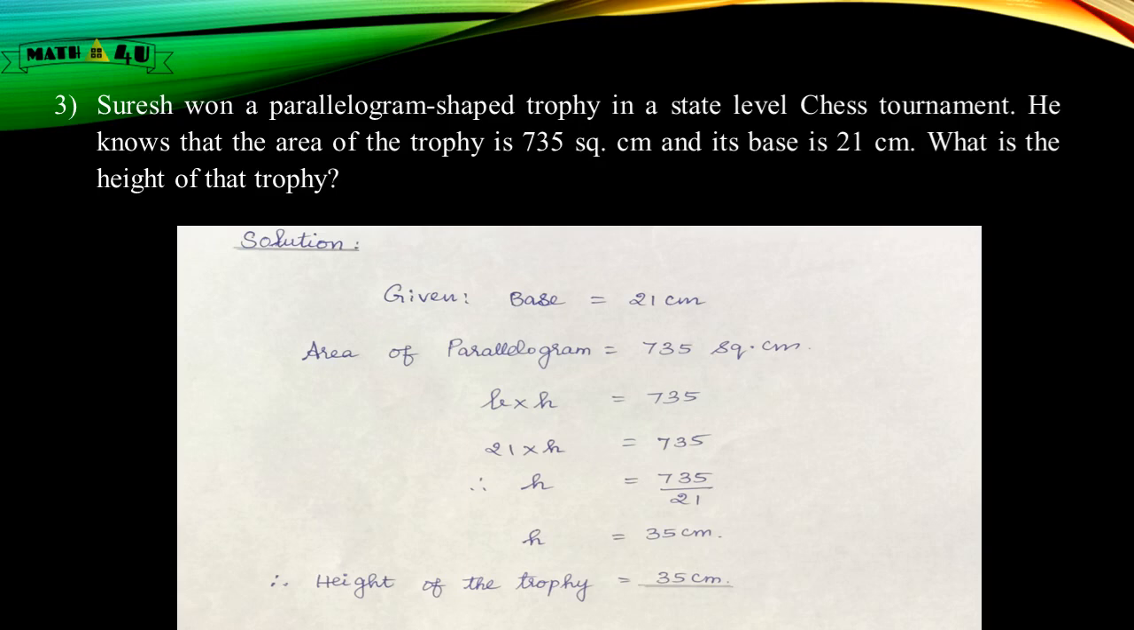We know that the formula to find the area of the parallelogram is base into height square units. Given base is 21 centimeter. Area of the parallelogram is equal to 735 square centimeter. That means base into height is equal to 735. Base 21, so instead of B, just write 21. 21 into H is equal to 735. Therefore, H will be equal to 735 divided by 21, that is equal to 35 centimeter. Therefore, height of the trophy is equal to 35 centimeter.